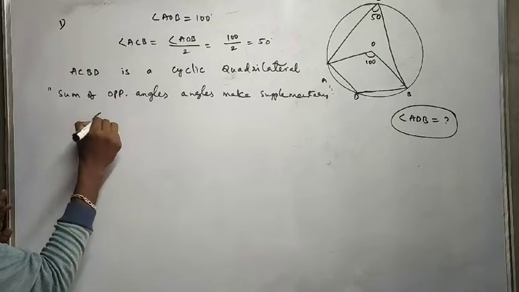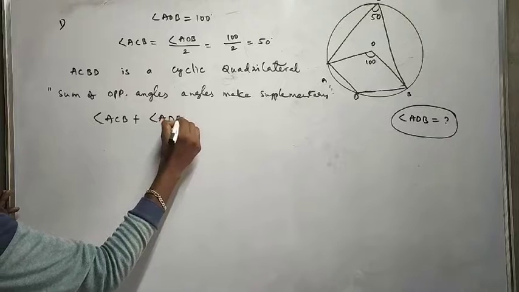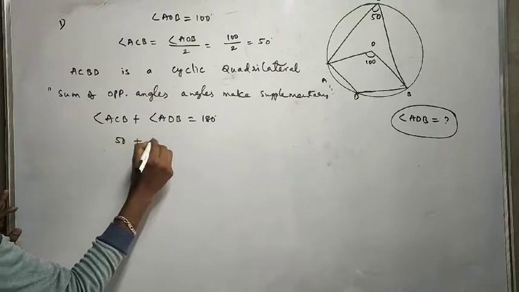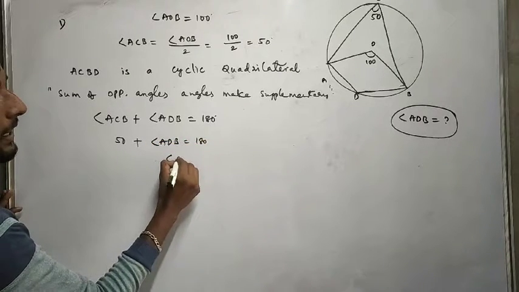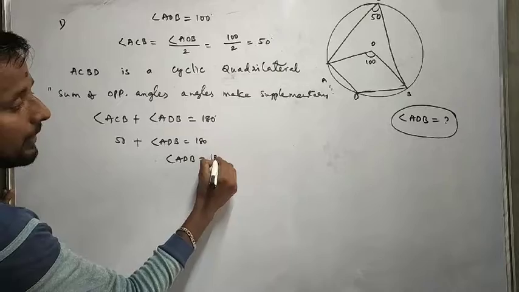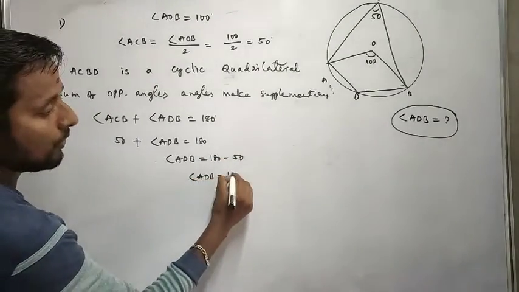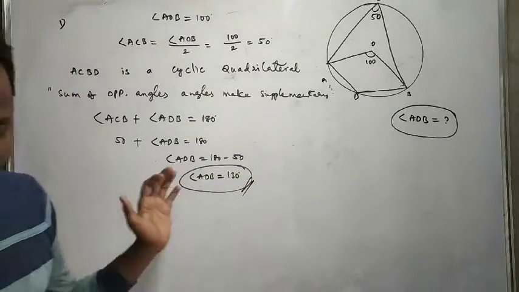So simple, angle ACB plus angle ADB makes 180, correct? ACB we know is 50, so 50 plus angle ADB is equal to 180. So angle ADB is equal to 180 minus 50. Angle ADB is equal to 130 degrees, right? 130 degrees. It's our first problem.